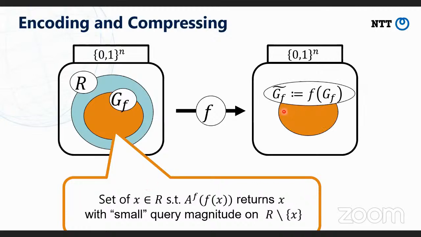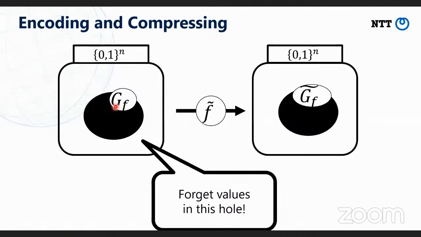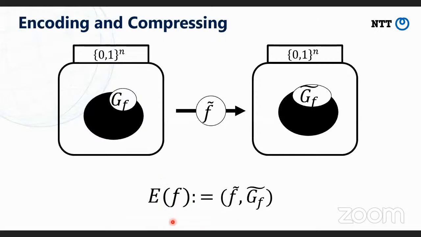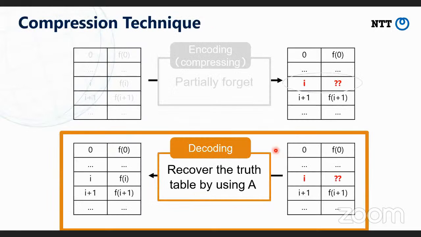And let G_F tilde be the image of G_F. Then their encoder forgets values of the permutation in this hole. And let F tilde be the partially defined permutation, which is defined outside G_F. And this partially defined permutation F tilde matches the original permutation F outside G_F. And finally, their encoder outputs the pair of F tilde and the description of this subset G_F tilde. This is how their encoder works. And next, let me explain their decoder.